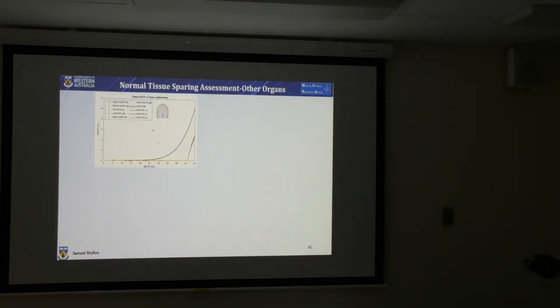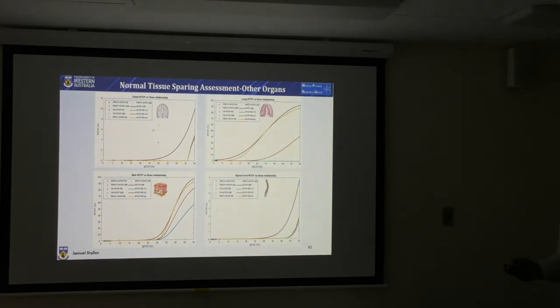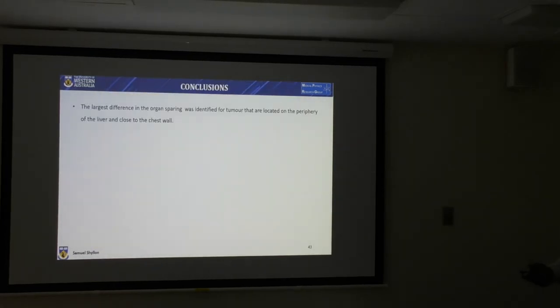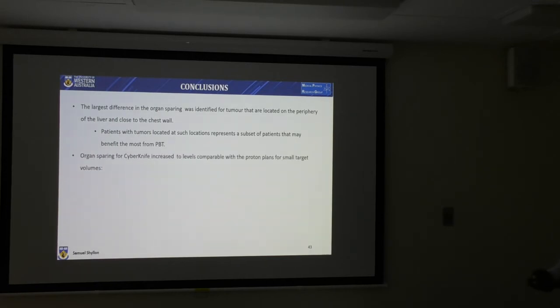And for the NTCP, for the other tissues, we see similar results to that of the liver in that it does not lend to a determination of superiority. But like I said, this is just a mathematical result, and we take it with a grain of salt. So the conclusions are: we've identified that the largest difference in organ sparing was for tumors located on the periphery of the liver and close to the chest wall, which indicates that patients with tumors at such locations could represent a subset that may benefit the most from proton beam therapy.